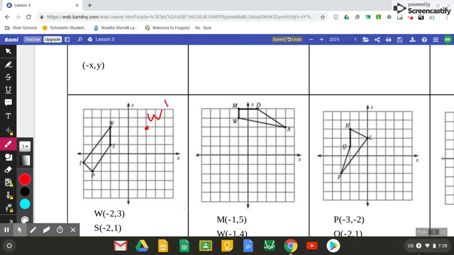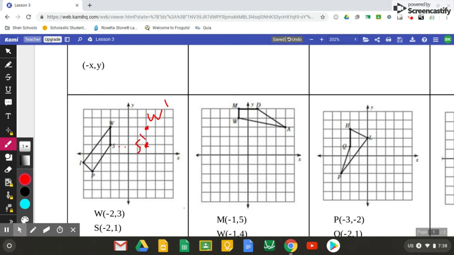Or you could do this method. You see where S is? I count it to the line: 1, 2. Well, then it's 1, 2 on the other side. So right here, it's going to be S prime. Either way works. Both are good.